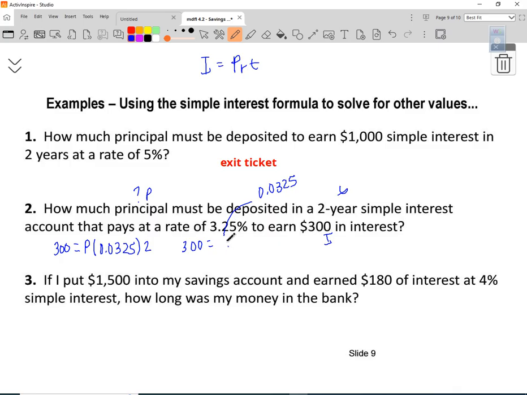And that's 0.065 times the P here. We multiply those. Now we're going to divide these by 0.065. We're just solving the equation now.